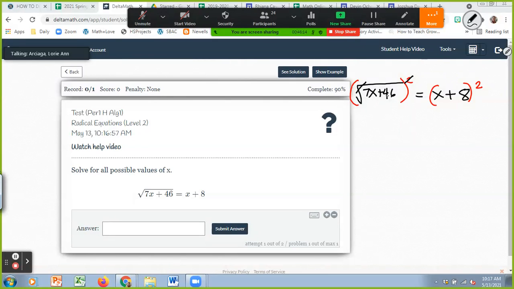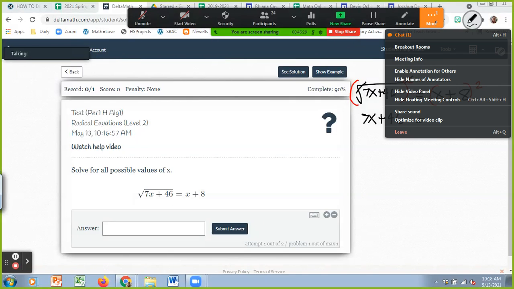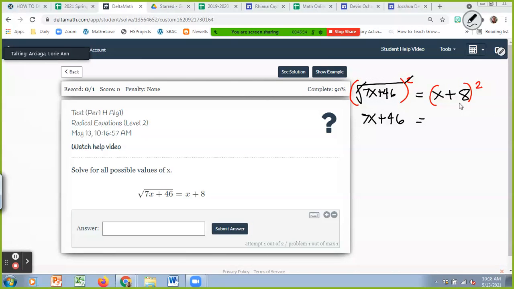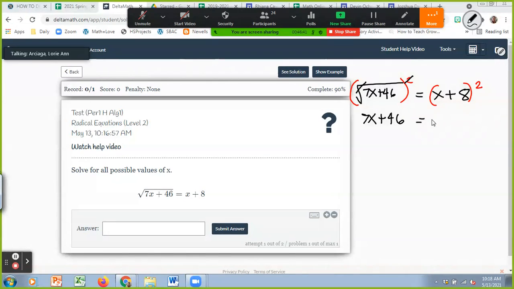So square both sides because they are already separated. You bring down 7x plus 46. Oh, look at that. Try that one. Remember the shortcut I taught you? The McDonald's in the middle? Do it. x squared plus 16x plus 64. Look at you! Now you're doing it in your head, huh?